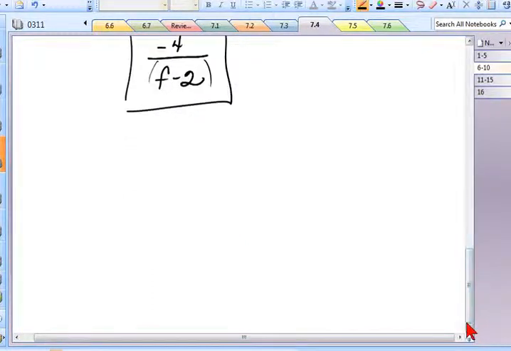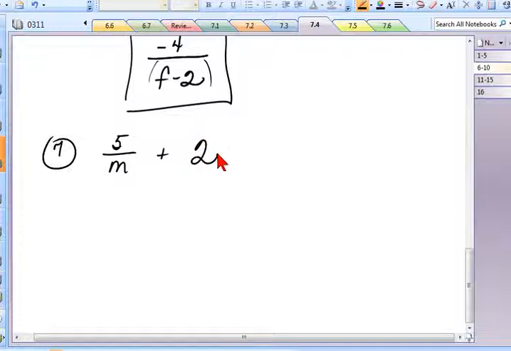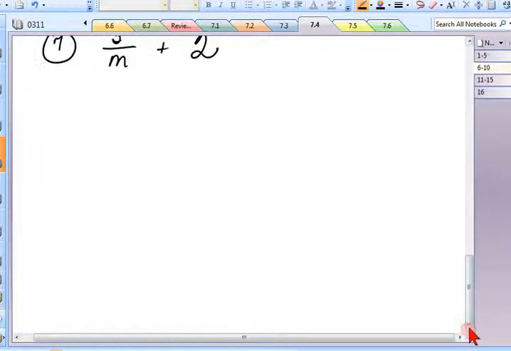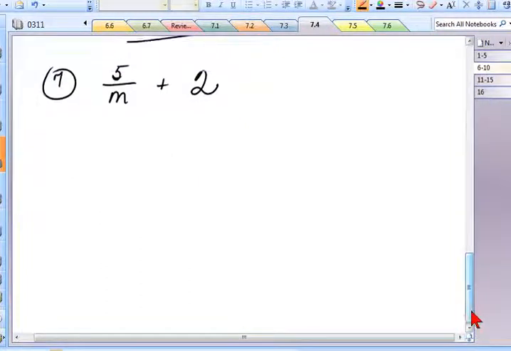Let's look at 7. I have 5 over m plus the whole value 2. What do your instincts tell you to do first? Put it over 1. Okay, and now it's time to find a common denominator. What's the common denominator of those two denominators? Just m. Because what's m times 1? M. So my common denominator is m.